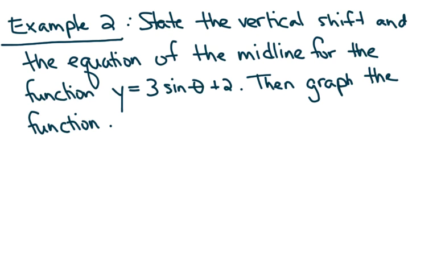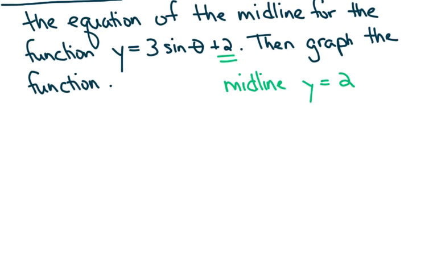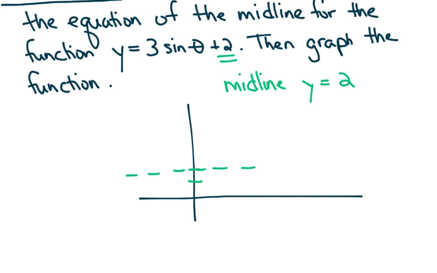So let's do a problem where we're going to move the midline. State the vertical shift and the equation of the midline for the function y equals 3 sine theta plus 2, and then graph the function. The midline, how far the graph gets moved up or down, is this number here. It's a horizontal line, and all horizontal lines have the equation y equals. So in this case, it's y equals 2. I'm going to start setting up the graph: I'm going to put a dashed line through 2. This is the line that the graph is going to oscillate about.